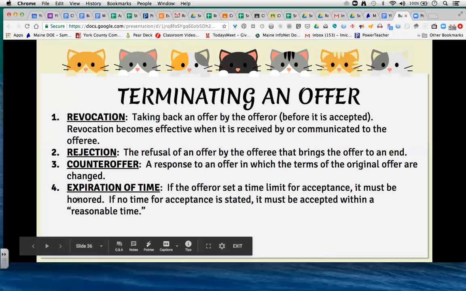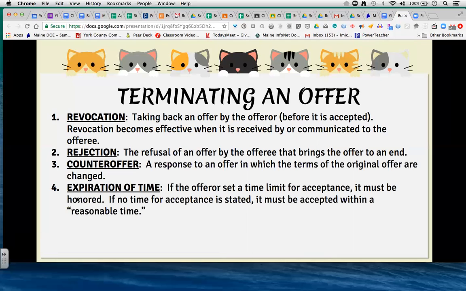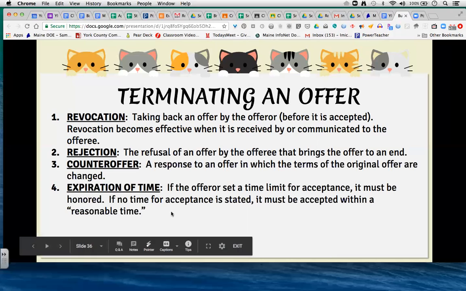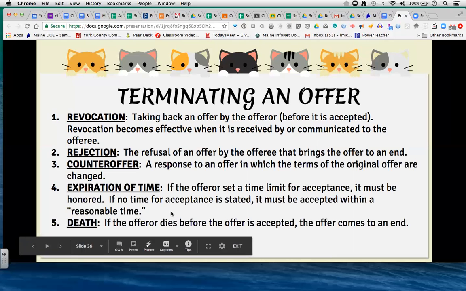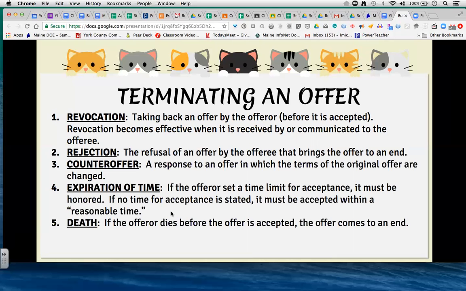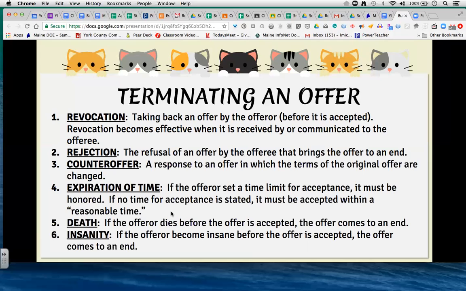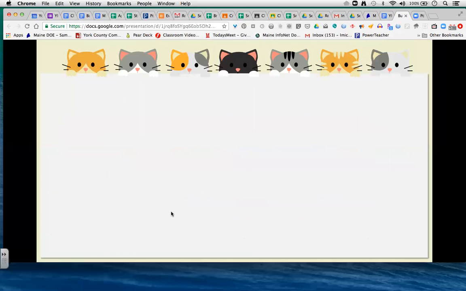Expiration of time, if the offeror set a time limit for acceptance, it must be honored. If no time for acceptance is stated, it must be accepted within a reasonable amount of time. Death. If the offeror dies before the offer is accepted, obviously the offer comes to an end. Insanity. If the offeror becomes insane before the offer is accepted, the offer comes to an end.